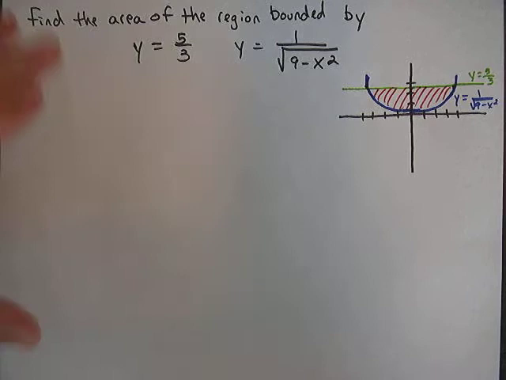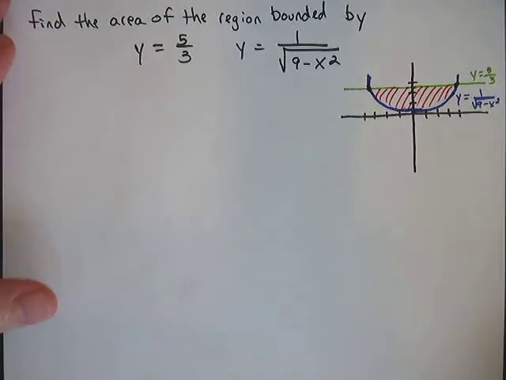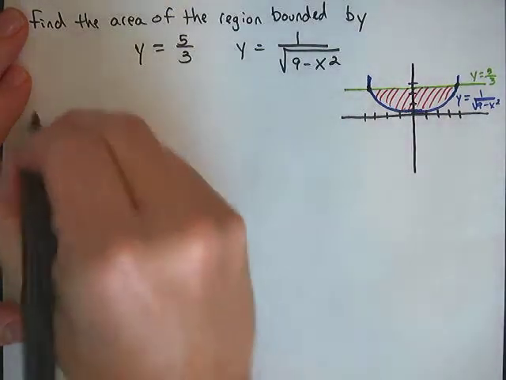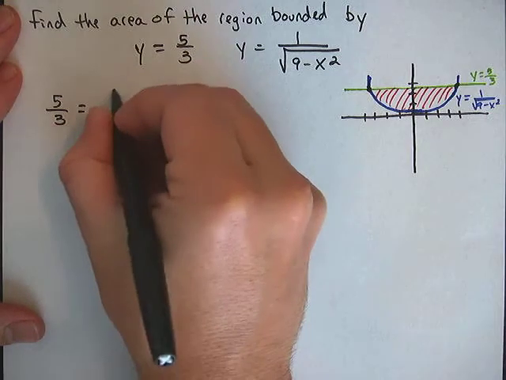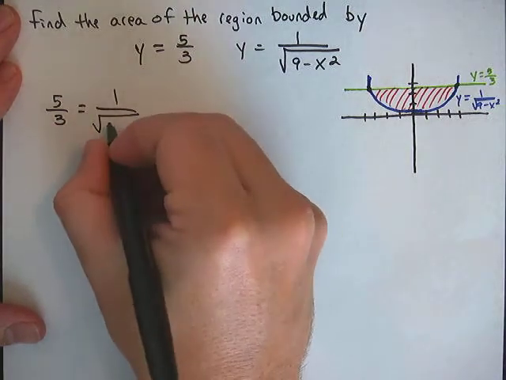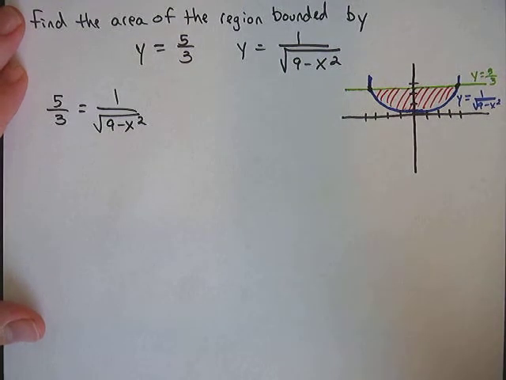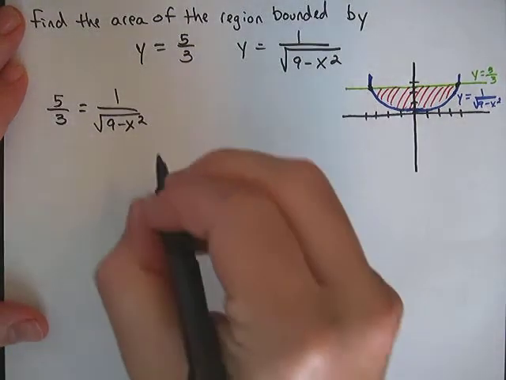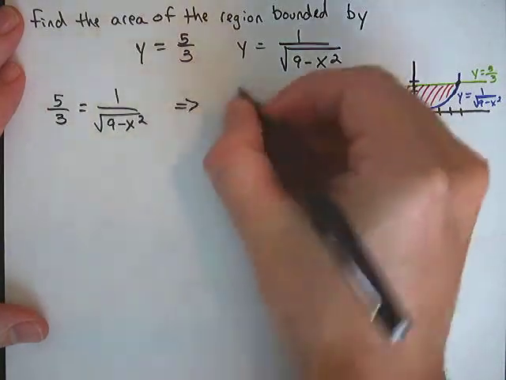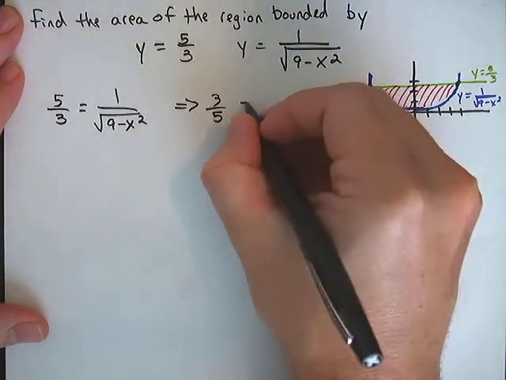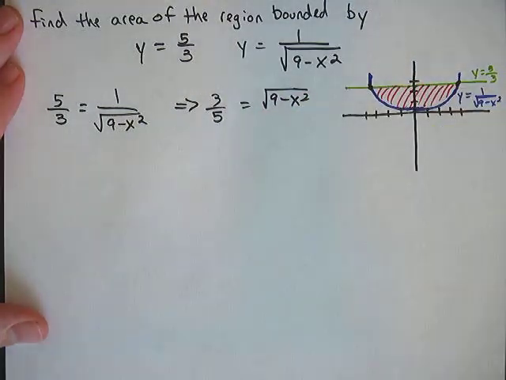Okay, so the first thing that we want to do is find the intersection points. That will give us our limits of integration. So we need to set these two things equal to one another. So we have 5 over 3 is equal to 1 over the square root of 9 minus x squared. The first thing I want to do is just take the reciprocal of both sides, just flip them both. So we would get 3 over 5 equals the square root of 9 minus x squared. It would be over 1, but we don't need to put the over 1.